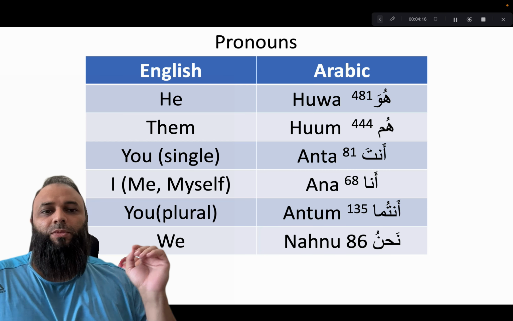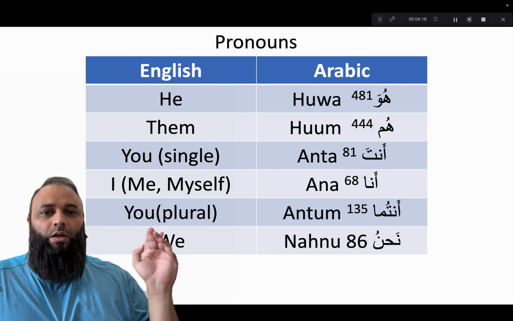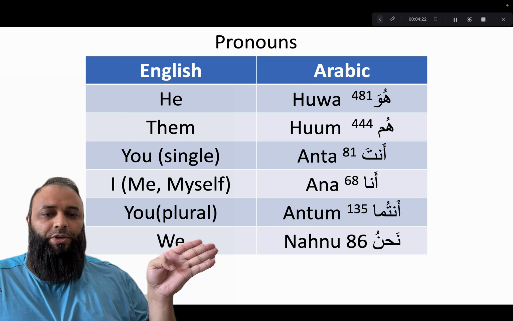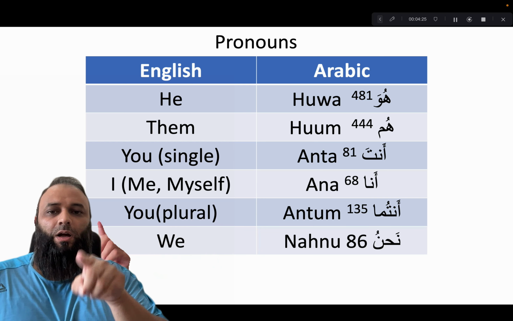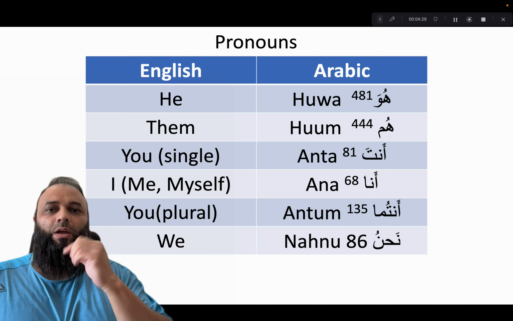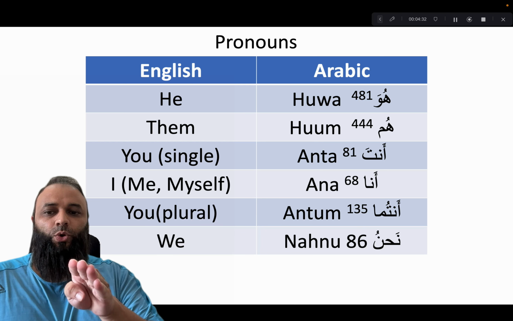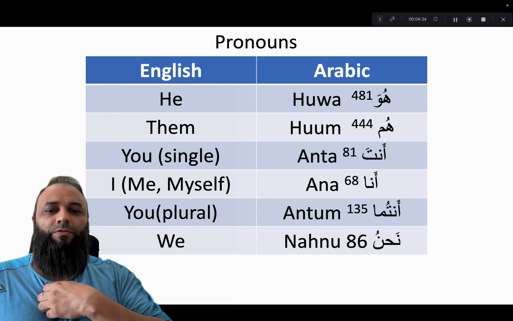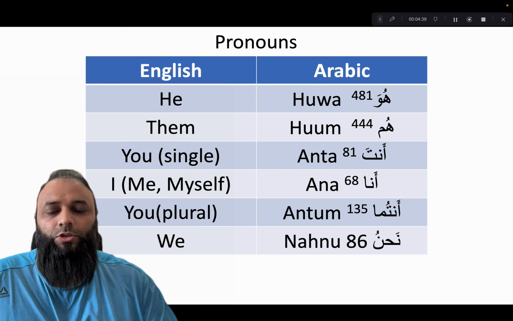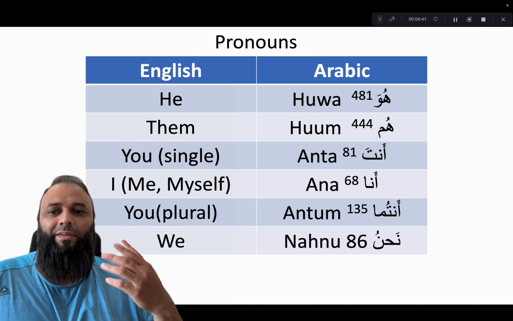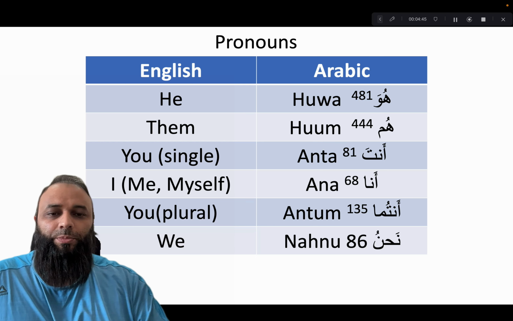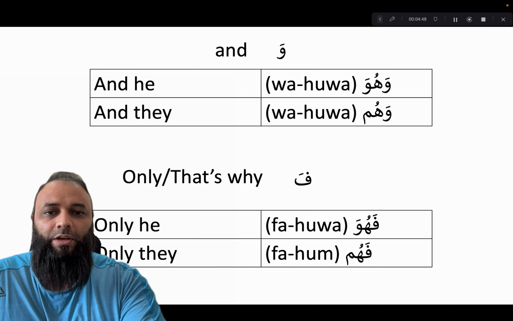So let's do this. Huwa, hum. One finger for huwa, all 4 fingers for hum. Anta, ana. And then you in the plural is antum. And then we, 4 fingers, nanu. Right? So you need to keep practicing this in this same fashion, because the other videos are going to build up on this. So I hope this helps. Let's look at the next slide now.